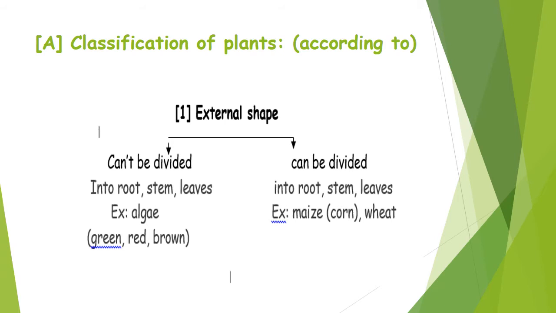Classification of plants according to number 1, external shape. Plants that can't be divided into root, stem and leaves like algae. We have green algae, red algae and brown algae. Plants that can be divided into root, stem and leaves like maize or wheat.